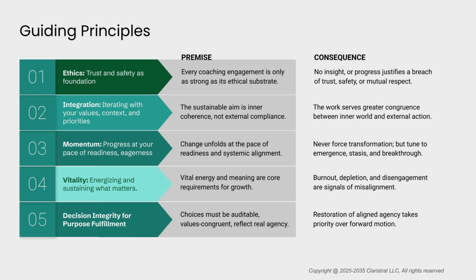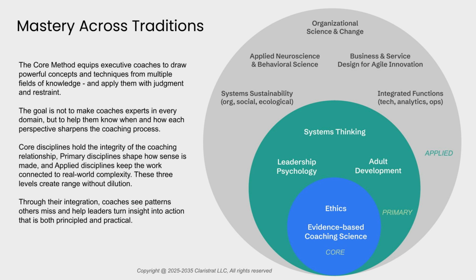Together, these five principles ensure that every engagement is ethical, coherent, sustainable, and transformative, without sacrificing the leader's well-being or authenticity. Mastery across traditions. Most coaching programs stop at teaching the coaching arc. What's missing is structure around the core pillars that actually drive lasting leadership growth. Claristrat strengthens the practice by weaving in three levels of mastery. At the core, we anchor everything in ethics and evidence-based coaching science. This holds the integrity of the relationship.